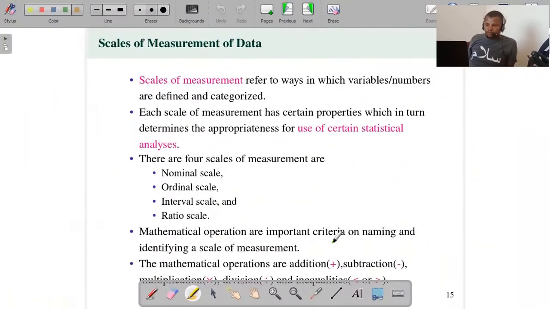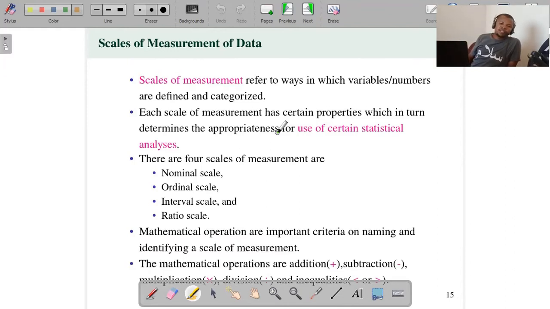To start with, scales of measurement refers to ways in which variables or numbers are defined and categorized. Each scale of measurement has certain properties, which in turn determine the appropriateness of using a certain statistical analysis. This will be like our guide during the statistical analysis. For any statistical analysis, we need to understand the probability distribution or the nature of the scales of measurement.